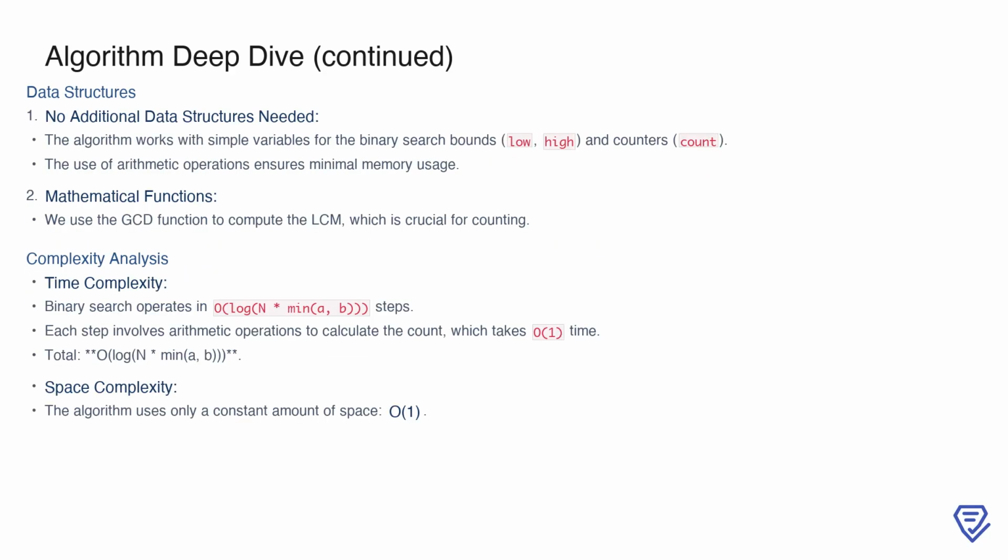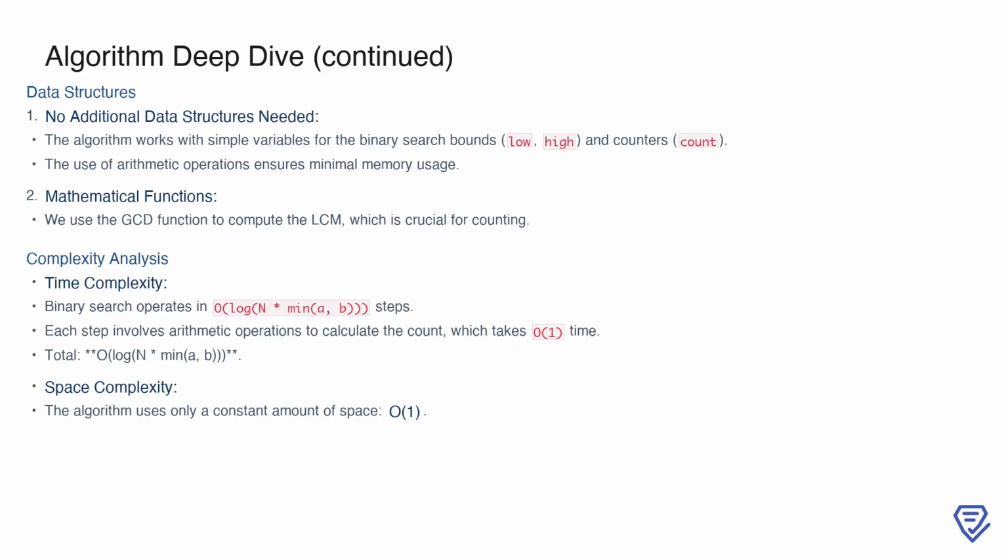This algorithm relies on minimal data structures, which helps keep the implementation simple. We only use variables to store the bounds of the binary search, low and high, and a counter for calculating the number of magical numbers. All operations are arithmetic, so no extra memory is needed beyond these variables. The mathematical functions for GCD and LCM are essential for accurate calculations, particularly for handling double counting and ensuring efficiency.